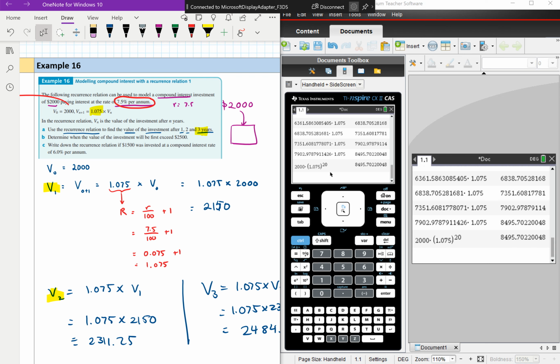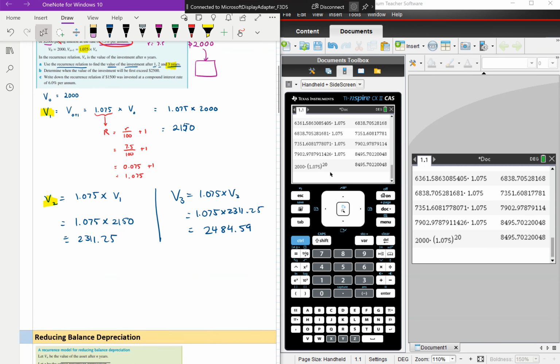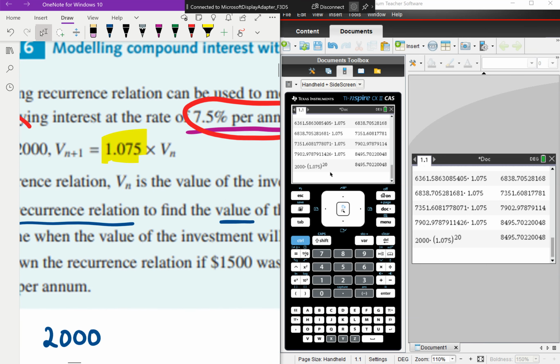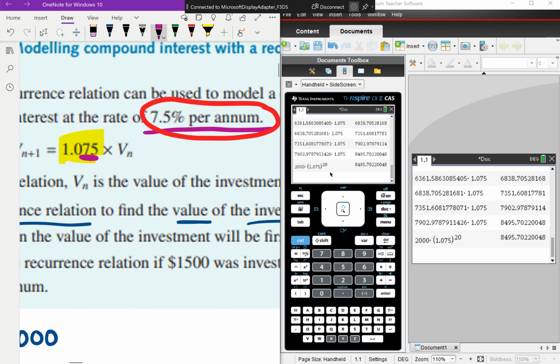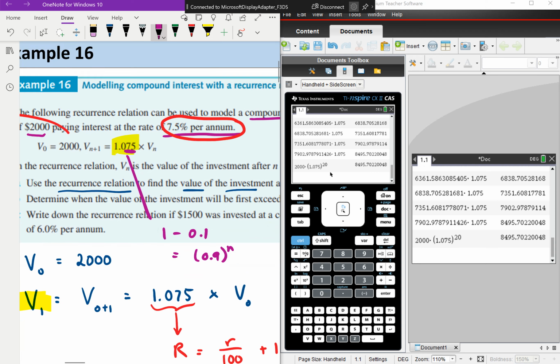Now, how does it lose? The only difference in your formula, if it loses, is instead of timesing it by 1.075, if you're losing, it'll be less than 1. So say you're losing 10%, then it would be 1 take away 10%, which is 0.1. So that actually works out to be 0.9 to the power of n. Okay, so it'll be 0.9 compounding. That's what you'll be doing. So that's the difference. You'll find that depreciation, it's not 1 anymore.